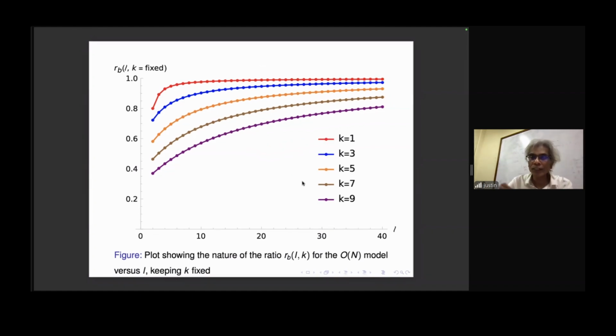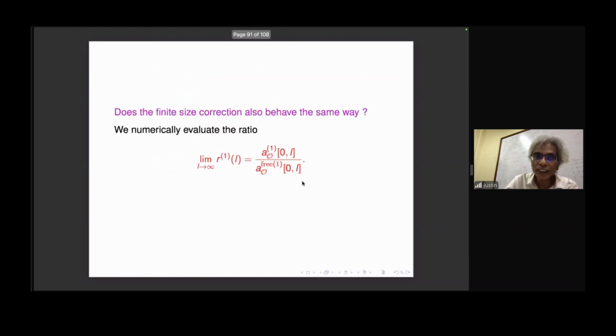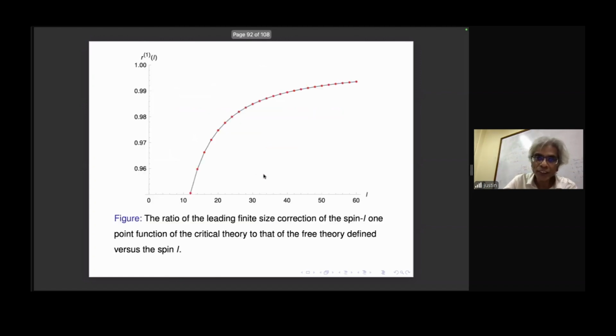This is for the one model. This property is true in other dimensions also. So we want to see whether this property is true for the finite size correction also. If you take the first order finite size correction relative to that of the free theory, finite size correction, and plot it, it tends to 1. You might think it's not, but it's from 0.96 actually. So it tends to 1.